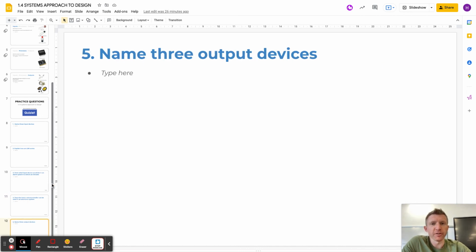Name 3 output devices. Well, this should be quite a nice one. These are the kind of questions which are great in the exam, because this is hopefully 3 fairly straightforward marks, because you don't need to explain anything. Between this one and the first question, that should hopefully be 6 marks in the bag.